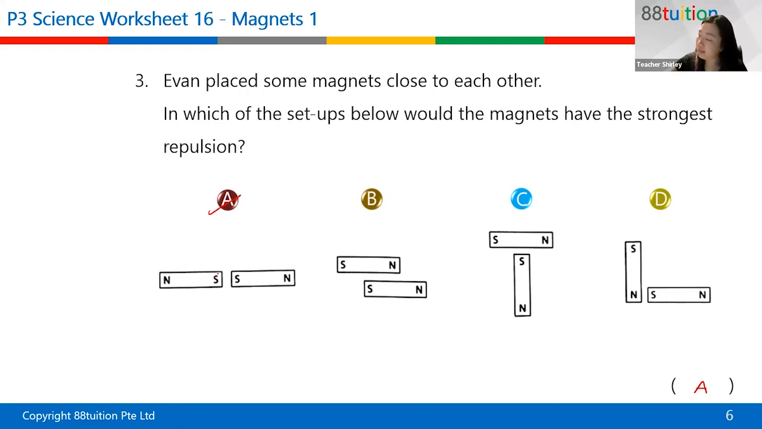Because A has like poles facing each other, like poles means the poles are the same. So like poles will repel. When like poles repel, they will have the strongest repulsion because the rest do not really have their like poles directly facing each other. Okay. Good.